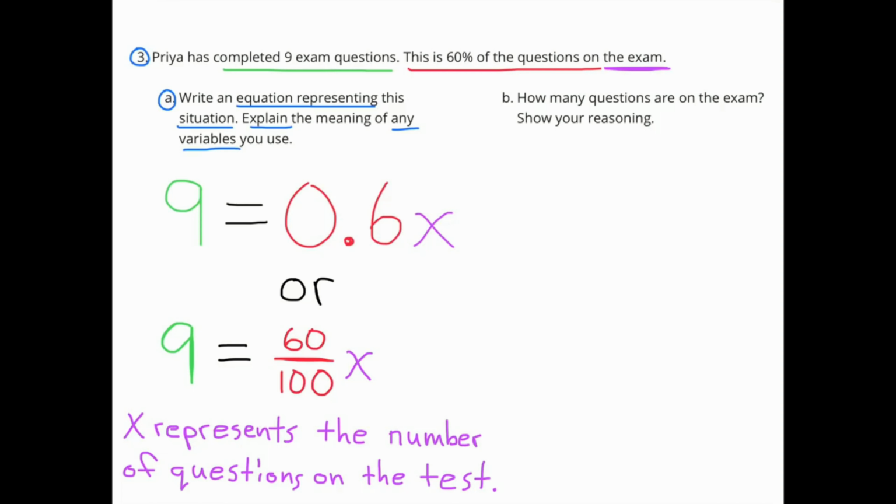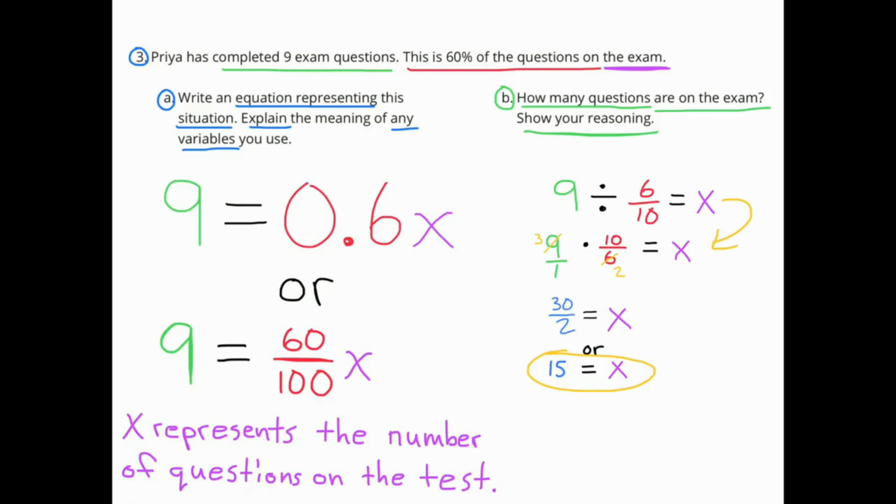Number 3. Priya has completed 9 exam questions. This is 60% of the questions on the exam. A. Write an equation representing this situation. Explain the meaning of any variables you use. 9 equals 6/10 times x, or 9 equals 60/100 times x. And the x represents the number of questions on the test.